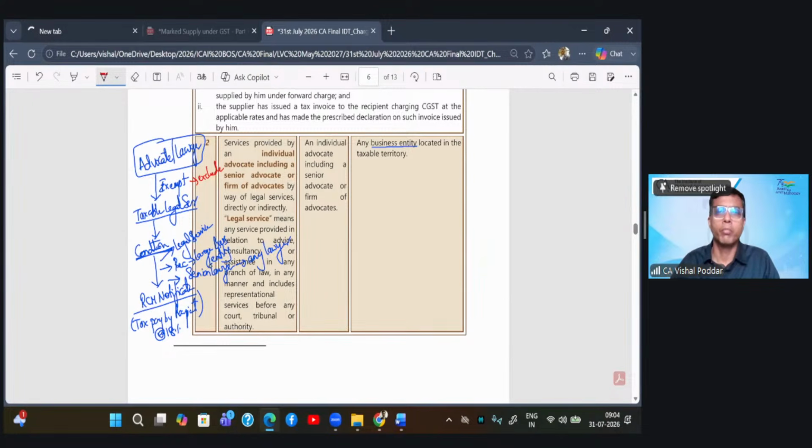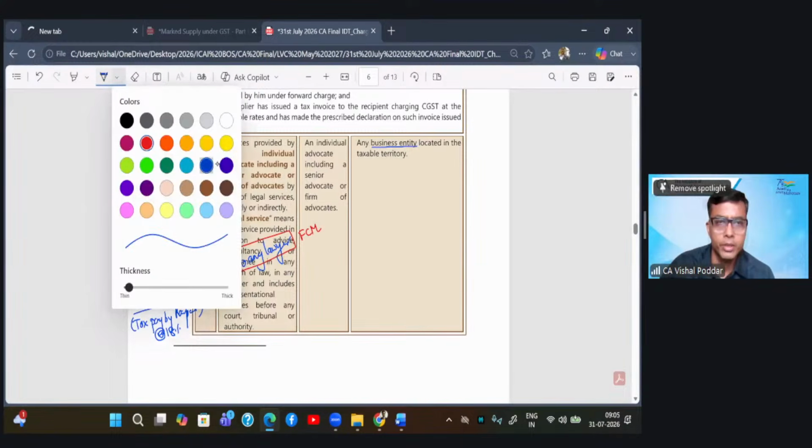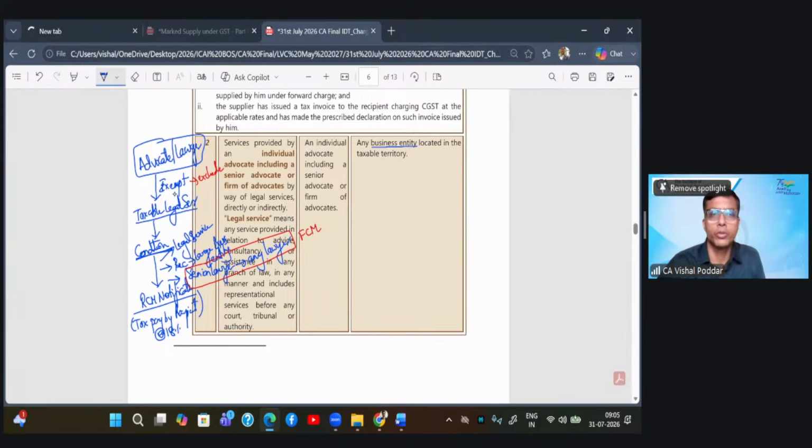I'm sure before this you all were having an understanding that all lawyer services will be under RCM. Sorry, this one lawyer service is under FCM and not RCM. So what are the conditions subject to which your service will be under RCM? So firstly, you should be advocate. Secondly, your service should not be covered in the exemption chapter. So what you are doing is a taxable legal service.